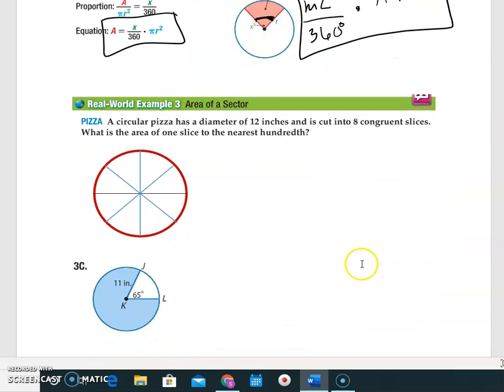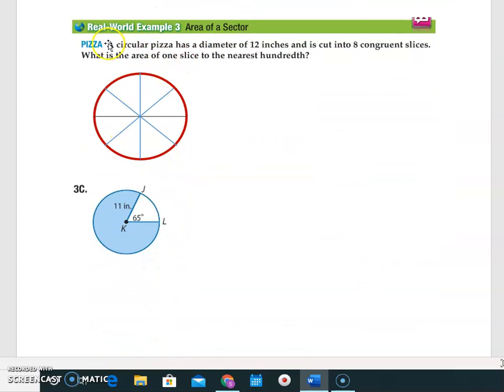So we have an example where we've got a pizza. It says a circular pizza has a diameter of 12 inches and is cut into 8 congruent slices. What's the area of one slice to the nearest hundredth? So we want just one slice. We'll just take this little guy right here, and that's going to be our shaded region.